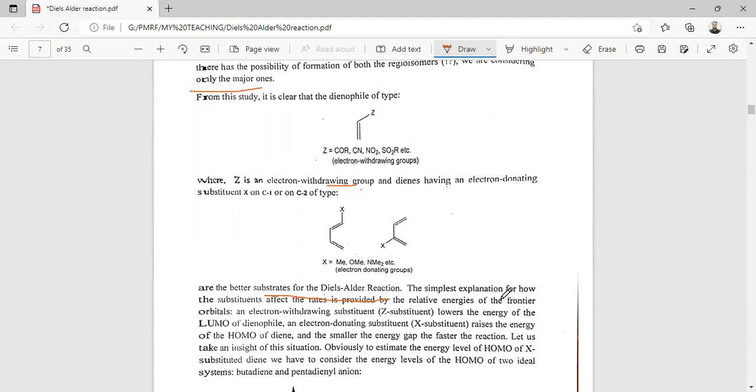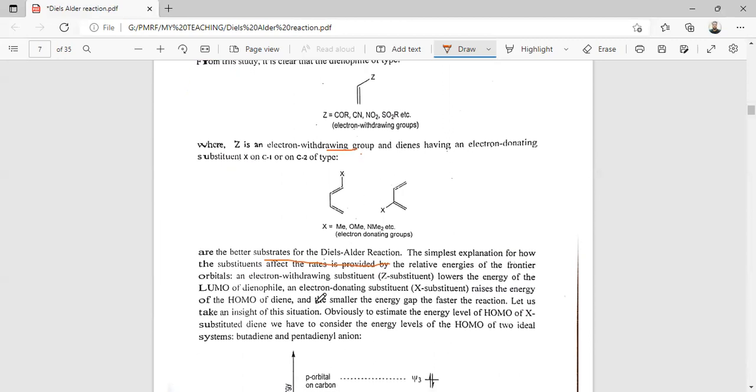So the simplest explanation for how the substitution effect affects the rate is the relative energy of the frontier orbitals. An electron withdrawing substituent, Z substituent, lowers the energy of the LUMO of the dienophile, and an electron donating substituent, X substituent, raises the energy of the HOMO of the diene, and the smaller the energy gap, the faster the reaction.